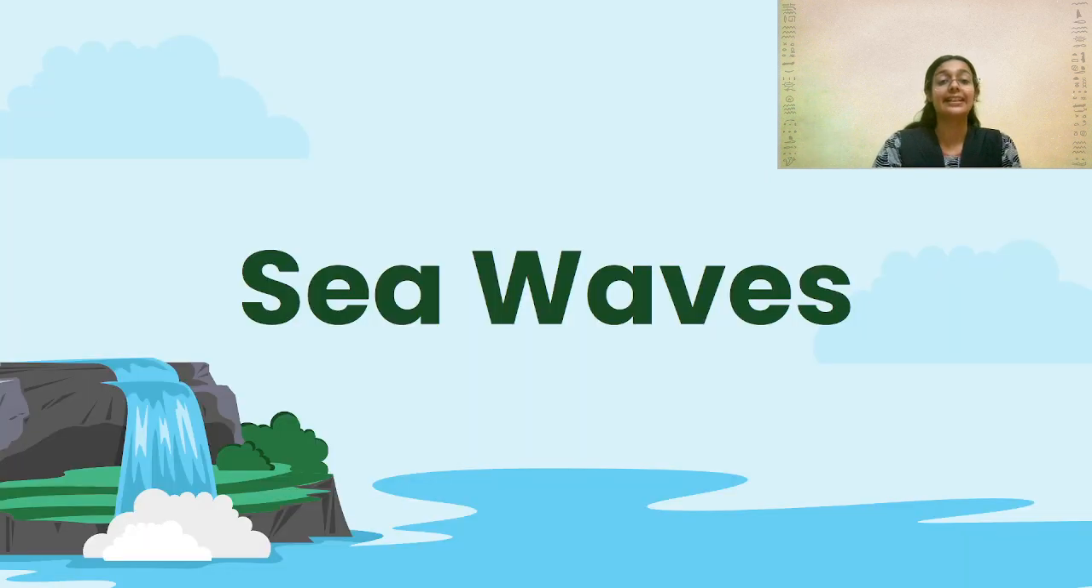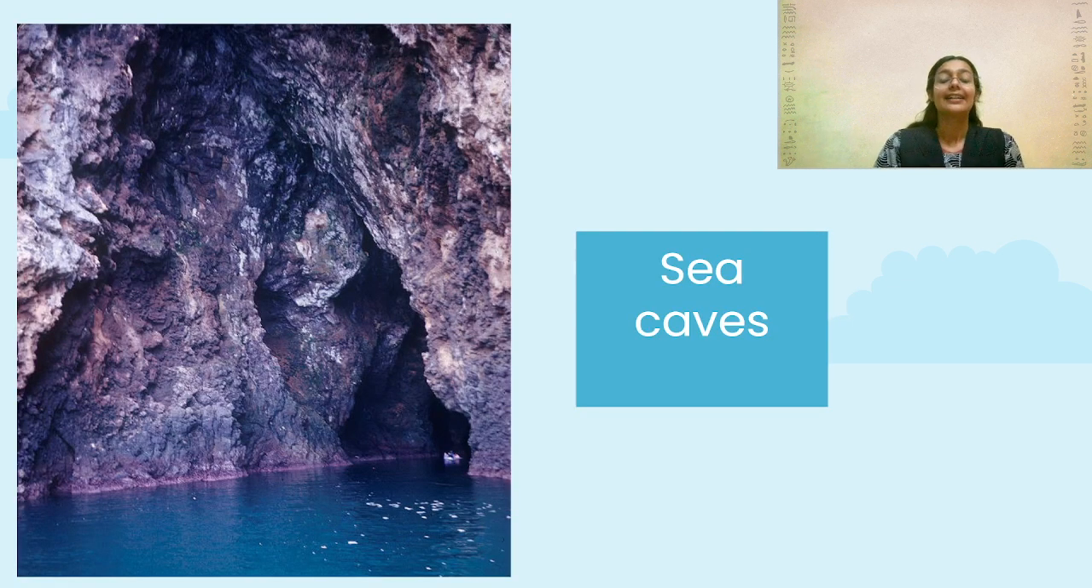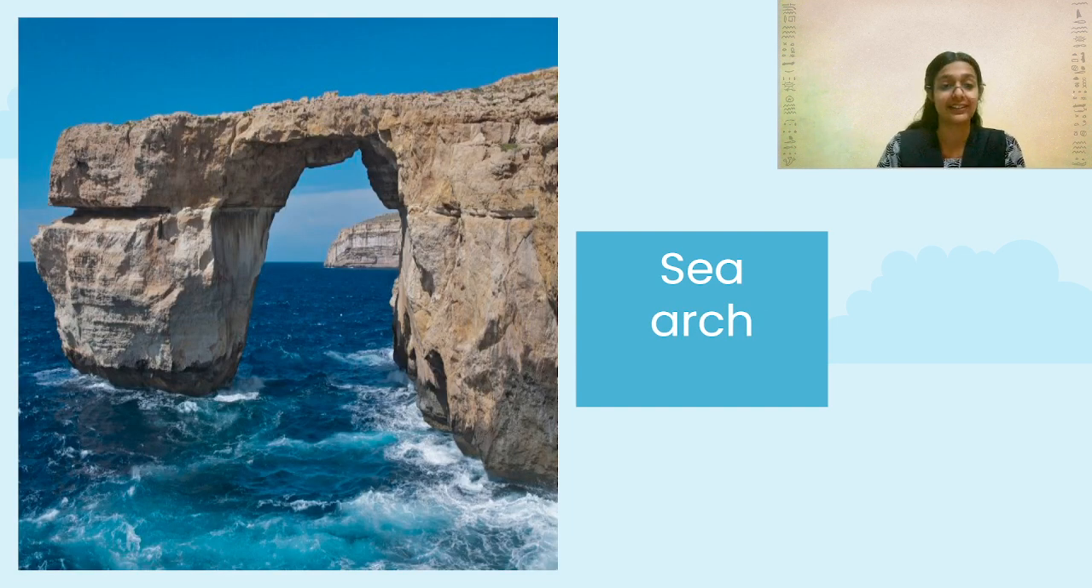Now, let's see the next form, that is sea waves. This is very interesting to know. Due to continuous wear and tear by waves in the ocean, caves are formed. As you can see in the picture, these are known as sea caves. Slowly, as time passes, it wears and tears the rock more and more, hence forming a sea arch.